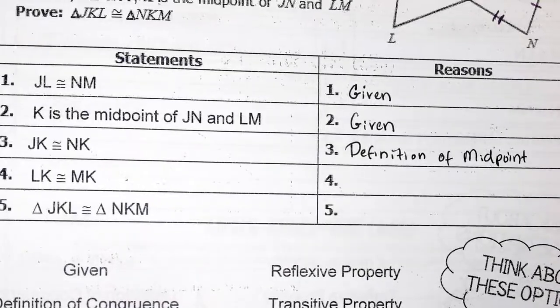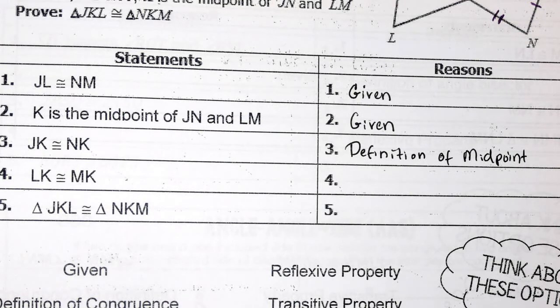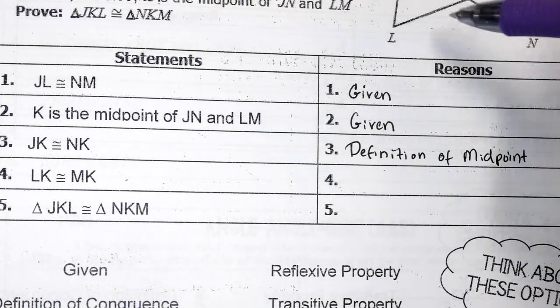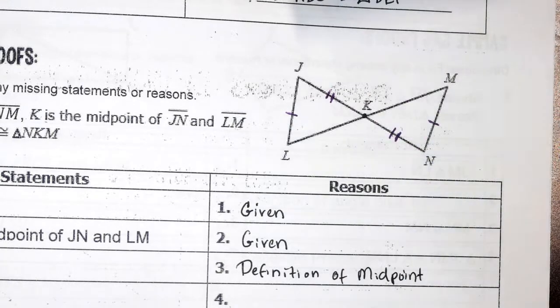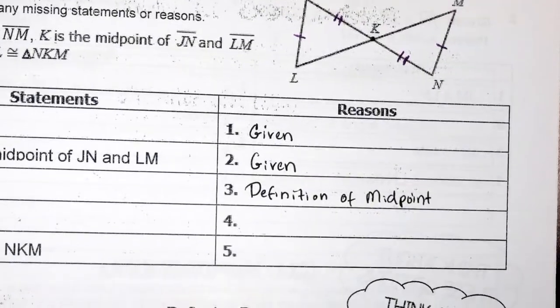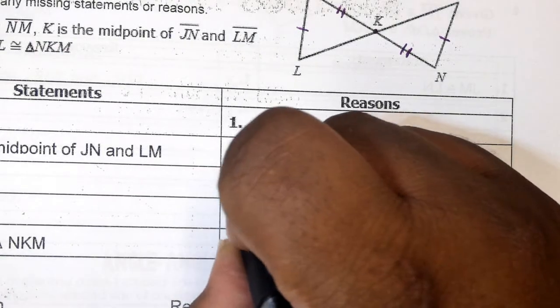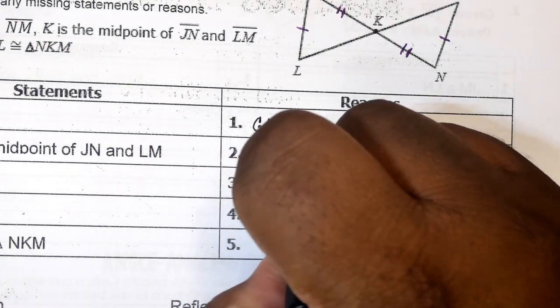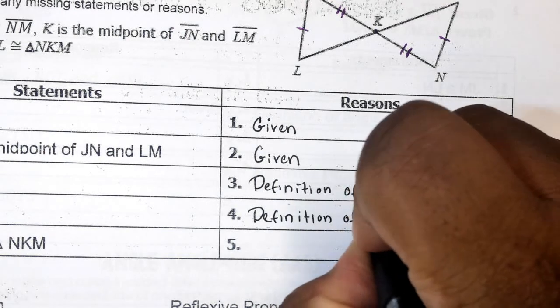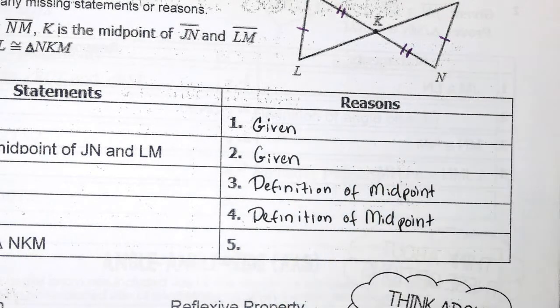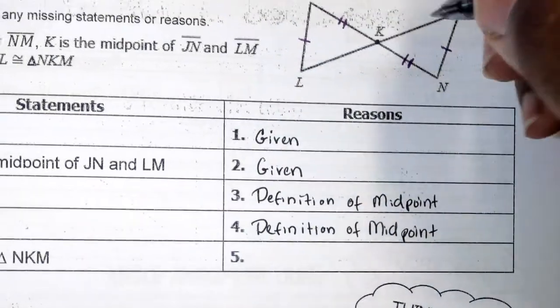Next line says LK is congruent to MK. Why would I know that? K is the midpoint of that line segment too. If that's the case, what's your reason? Definition of a midpoint. You can use the same reason twice if you need to. We're marking those congruent as well. They said LK is congruent to MK.